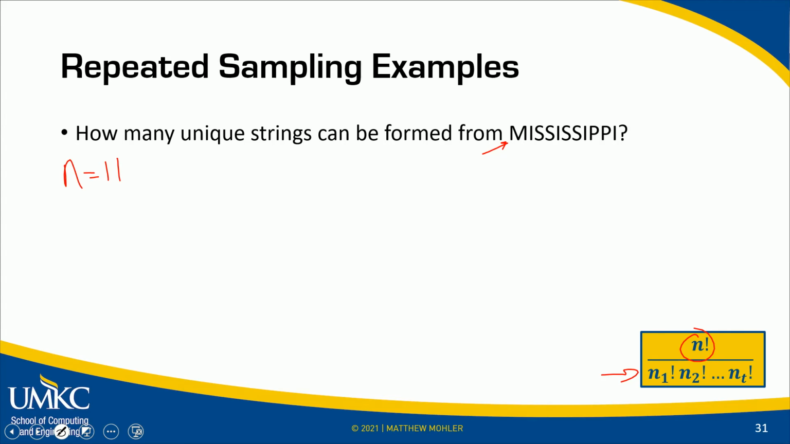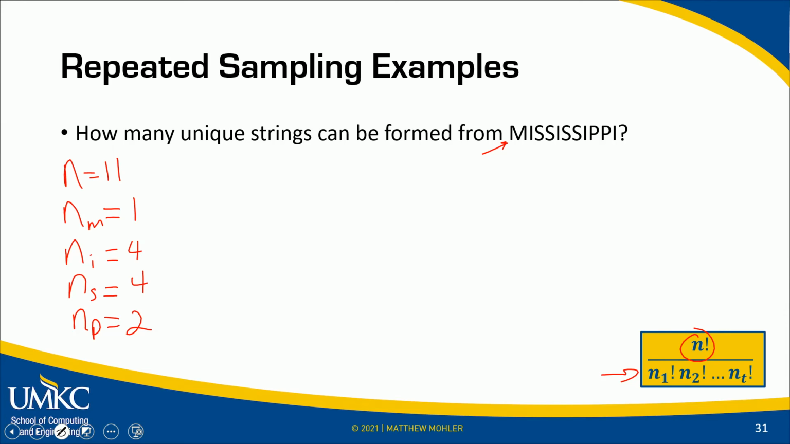Then let's say that rather than n sub 1, n sub 2, all the way up to n sub t, we just do n, and then the subscript is the letter that we're looking at. So n sub M, or the number of M's in the word Mississippi, is just 1. N sub I, or the number of I's in Mississippi, is 4. N sub S, the number of S's, is also 4. And n sub P, or the number of P's, is equal to 2. So based on this formula, we can just plug and chug.